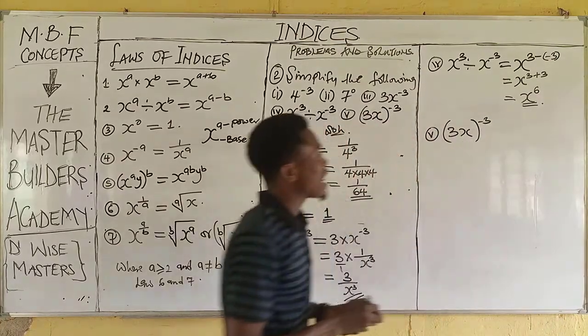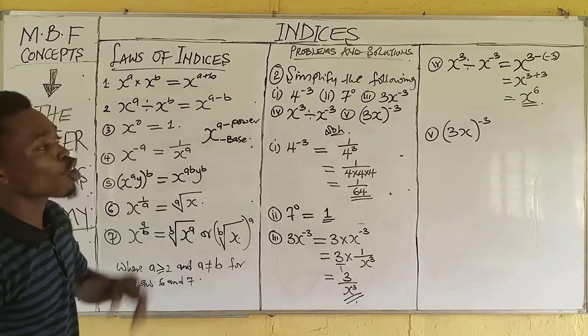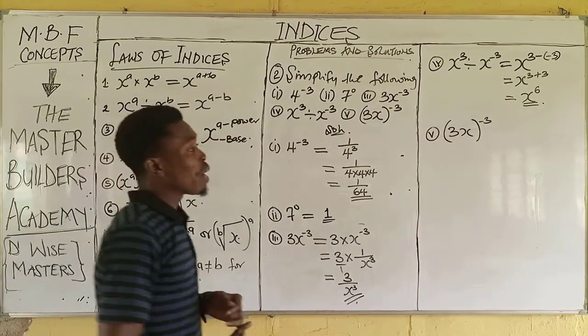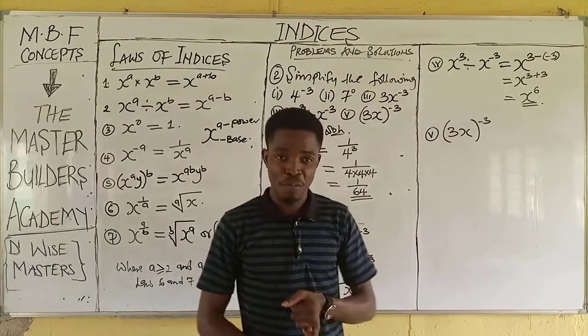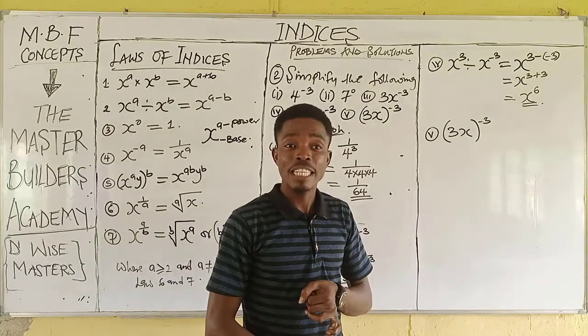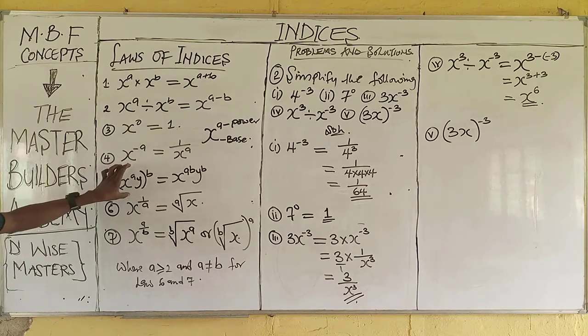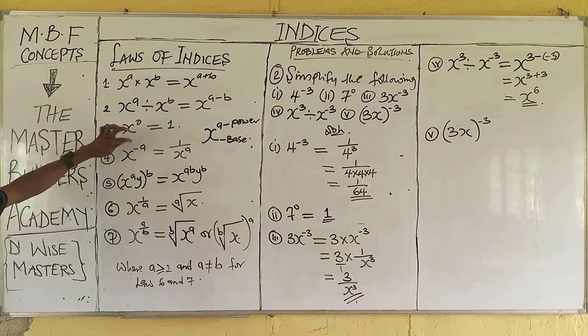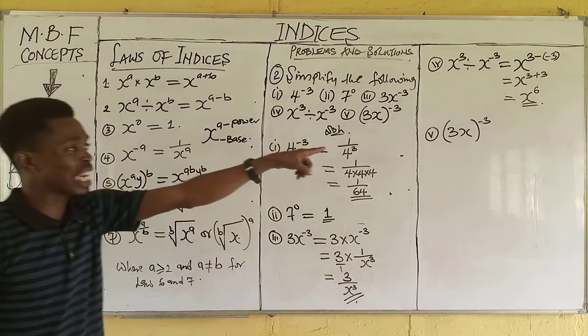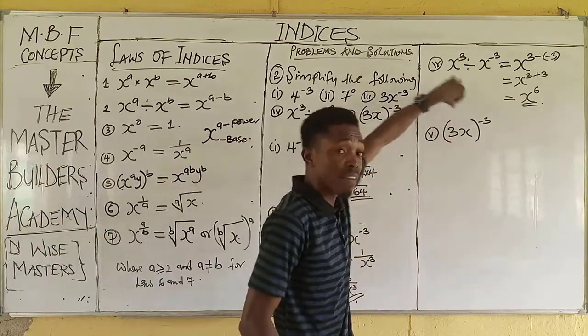So with what we have here now, we have a combination. Listen carefully. We have a combination of fourth law and fifth law: negative power and product power law. Are we there? So this comes first. We are going to first of all remove the negative. Understand that this power affects everything inside the bracket.